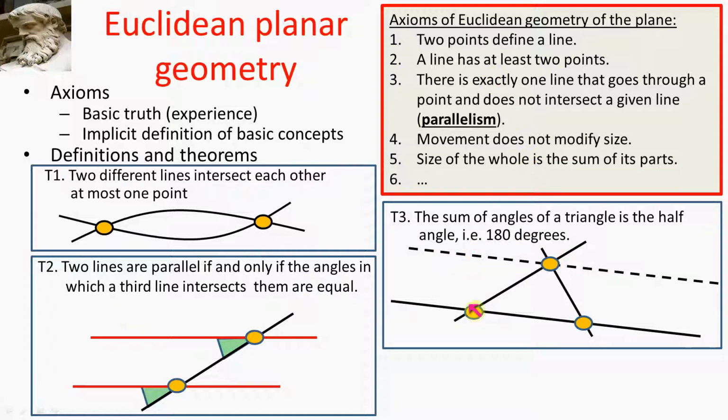Using the second theorem, as these two lines are parallel with each other, these two angles must be equal, and similarly, these two angles must also be equal. So we can see the 3 angles of the triangle together here, forming a half angle. As the total angle is 360 degrees, the half angle is 180 degrees.